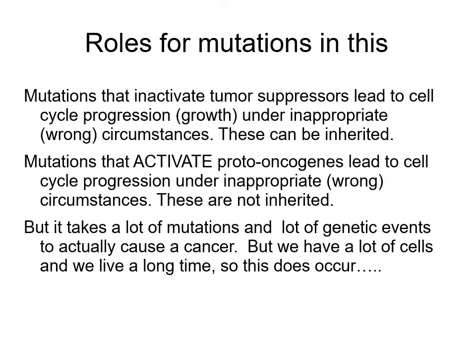So with mutations, we have the general class of proteins called tumor suppressors, and what those generally do is restrain the cell cycle, preventing growth from occurring under inappropriate conditions. Those mutations are generally recessive, but do become homozygous during the lifetime of the individual. Mutations that activate proto-oncogenes lead to cell cycle proliferation under inappropriate conditions as well, but these are generally not inherited. It takes a lot of mutations and a lot of genetic events. No single mutation will do it, but we have a lot of cells and we live a long time.